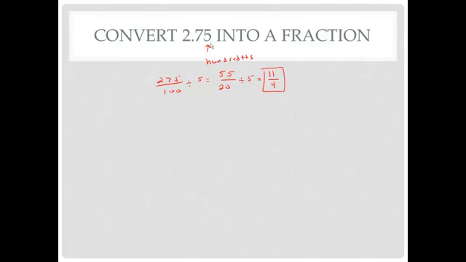Okay, so the key is finding the last digit, the place value of the last digit, and you'll take that whole number without the decimal and put it over whatever number it is. So if my last digit would have been in the thousandths place, I would have taken this whole number and placed it over 1,000. And then simplify it.